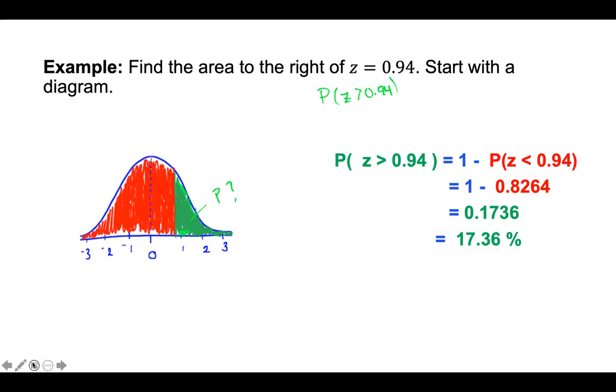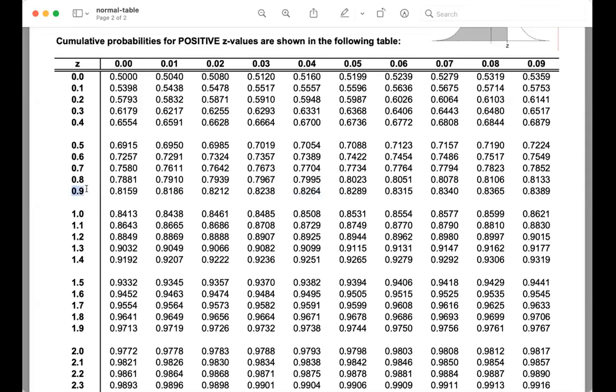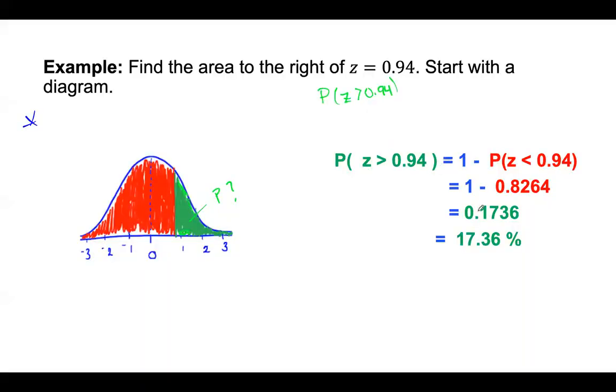So please note this example. We can look this up again on the table. 0.94 is here, in this column. So we have 0.8264. And we calculate our areas respectively. Students and everyone, people forget that it's to the right. So just notice if it's to the left, to the right, or to the center.